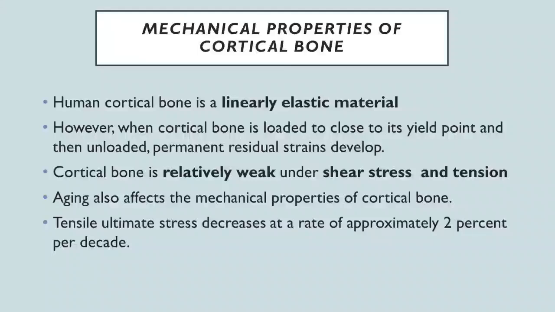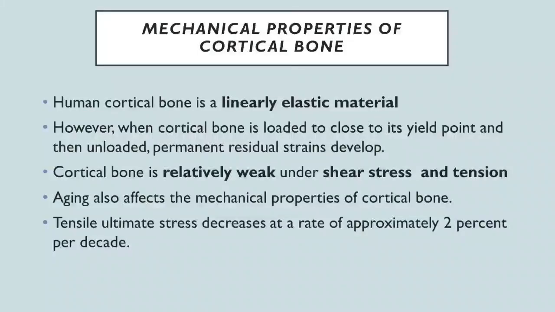Human cortical bone is a linearly elastic material. That is, when the load is applied, it changes its shape. When the load is removed, it comes back to its original position. However, when the cortical bone reaches the yield point, even though it's unloaded, it undergoes permanent deformation. Cortical bone is relatively weak under shear stress and tension.